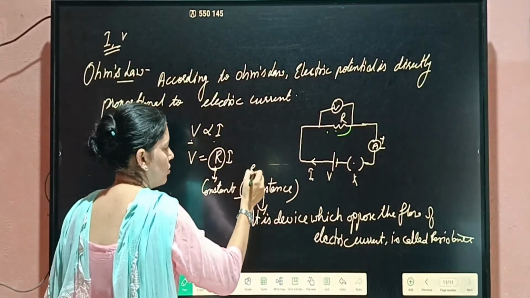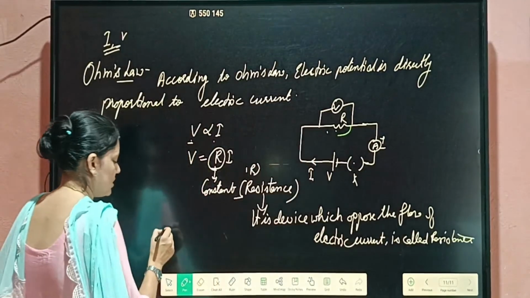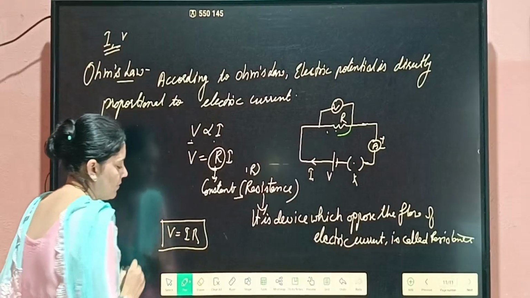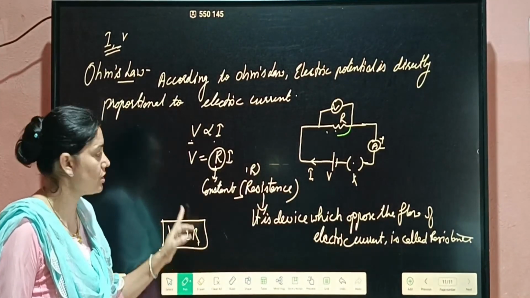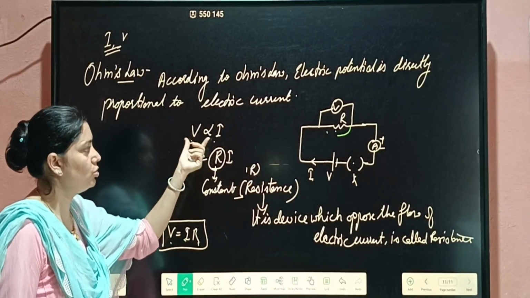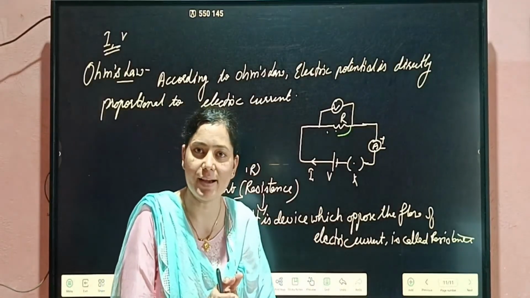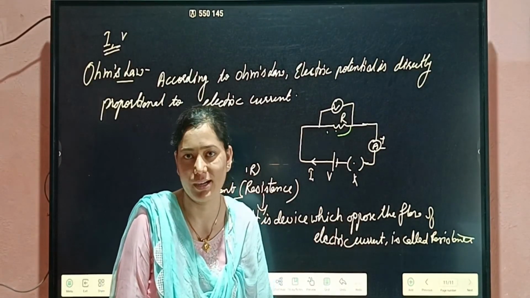This one we will denote with R only, and its symbol will be like this one. So by using this one, we can write V equal to IR. This is the relation between your potential, electric current, and the resistance. Okay, by this one we can say those devices which follow Ohm's law, we will call them ohmic devices, and those which are not following Ohm's law, we will call them non-ohmic devices.